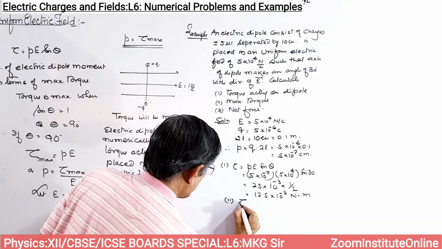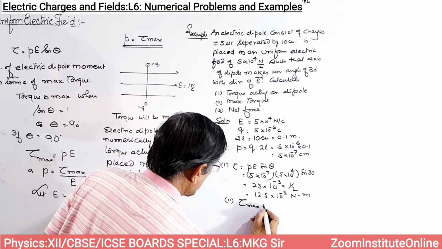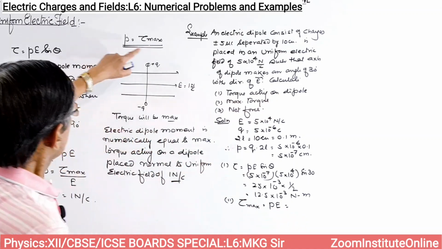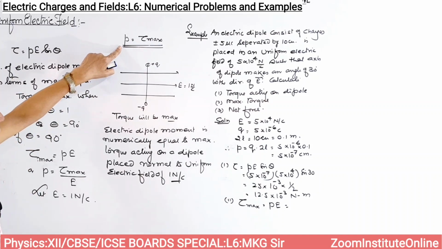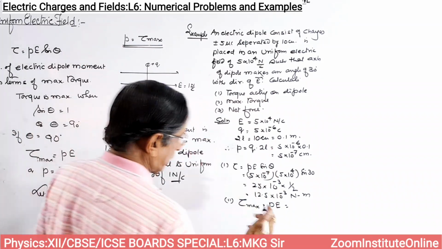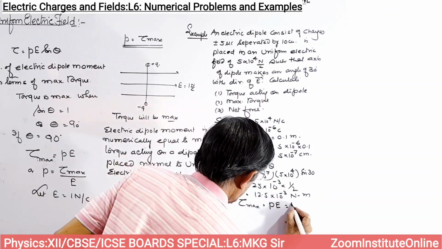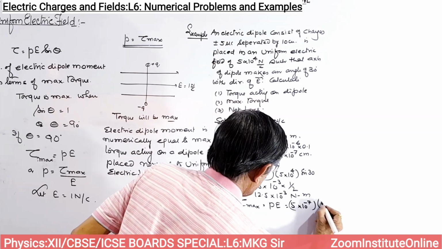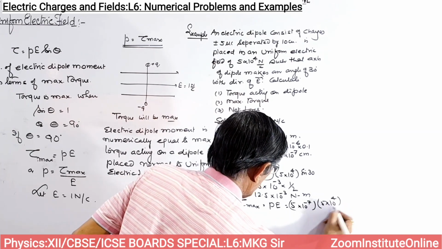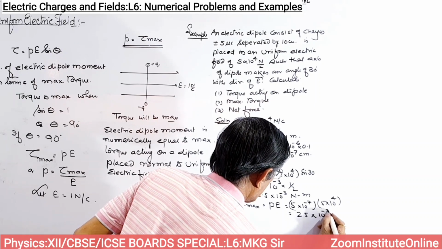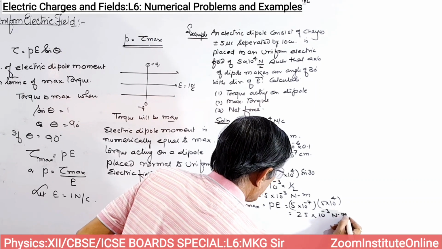Number 2, maximum torque. Torque maximum is equal to what? Just I have taught you. Maximum torque is equal to PE, because sin theta will become what? 90. So P means 5 into 10 to the power minus 7, and what is E? 5 into 10 to the power 4. So answer will be 25 into 10 to the power minus 3 Newton meter.